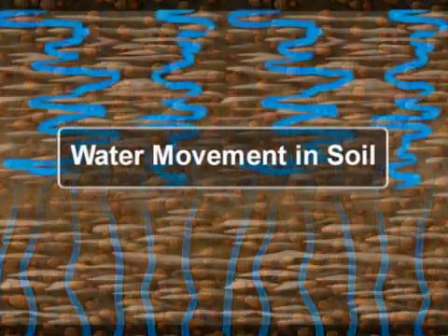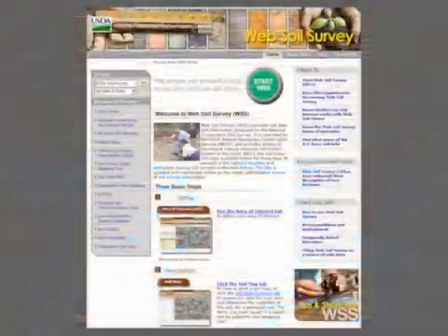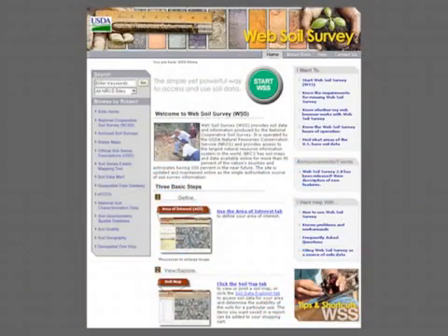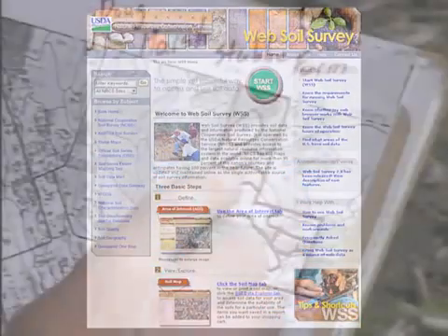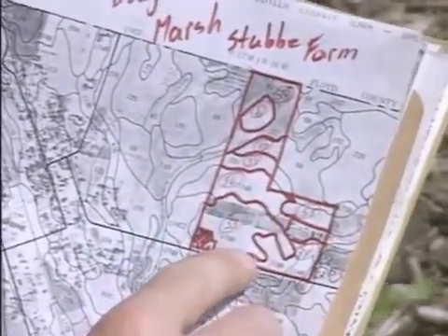Here's a brief explanation of how and why soils transmit water at different rates, and why you should check a soil survey when you're concerned about runoff, flooding, leaching, or other environmental hazards.